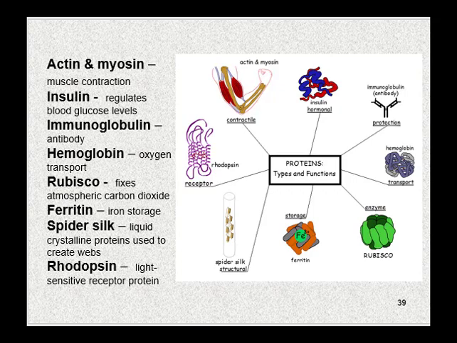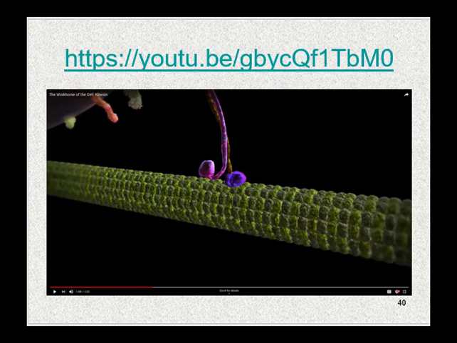Rhodopsin is a light-sensitive receptor protein. All of these have vastly different structures and functions. Actin and myosin work really uniquely, and they're really neat to watch in this video. So go ahead and check this video out and then come back.